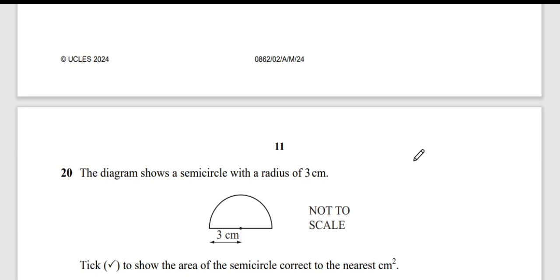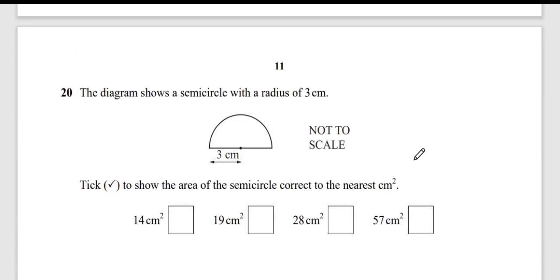Moving on, that's a question on a semicircle. You are given a diagram. They say the diagram shows a semicircle with radius 3 cm. Tick to show the area of the semicircle correct to the nearest cm. All we need to do is solve. The area of a semicircle is pi r squared over 2. That will give you 22 over 7 times 3 squared all over 2, which gives you 11 over 7 times 9. That will give you 99 over 7.